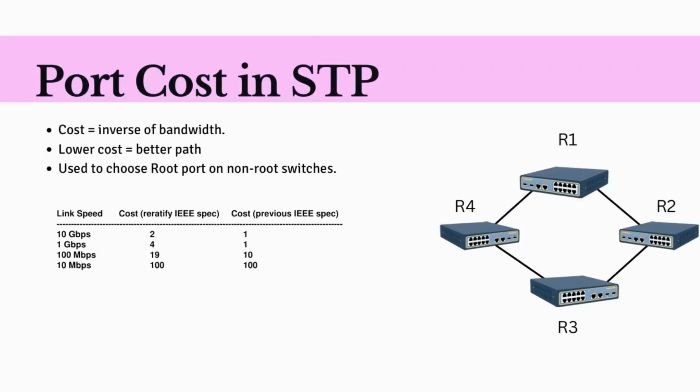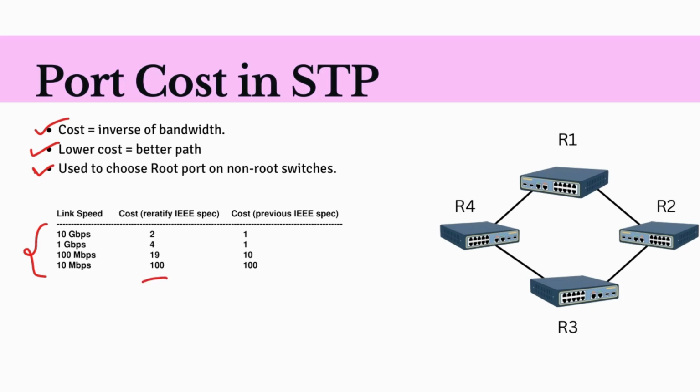Port cost in STP. STP chooses the root port based on path cost, based on link speed. So cost is the inverse of bandwidth. The lower the cost, the better the path. We use this to choose the root port on non-root switches. Basically this is the link speed, and according to it the cost is determined.